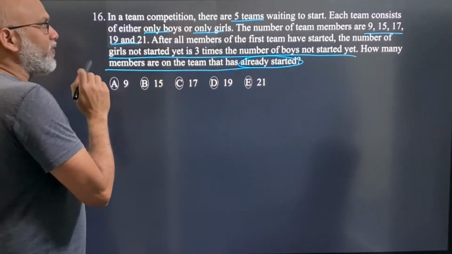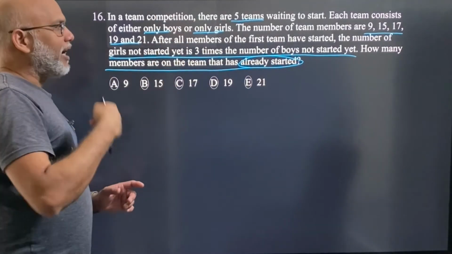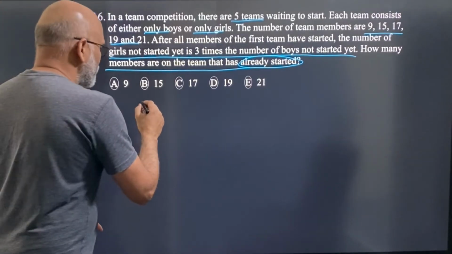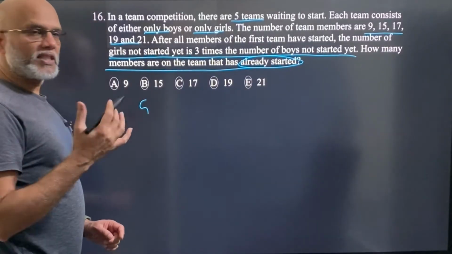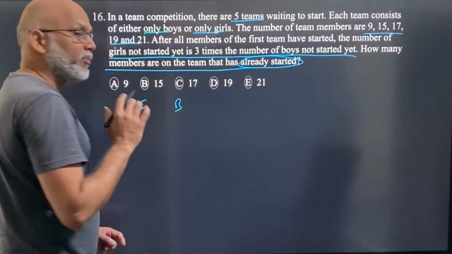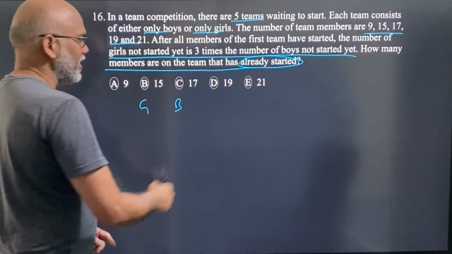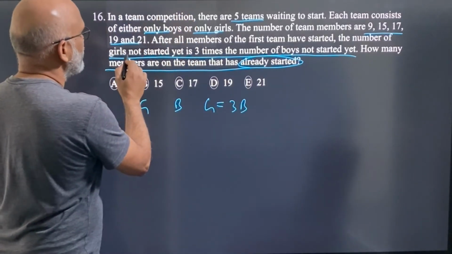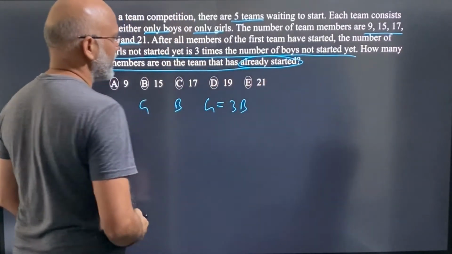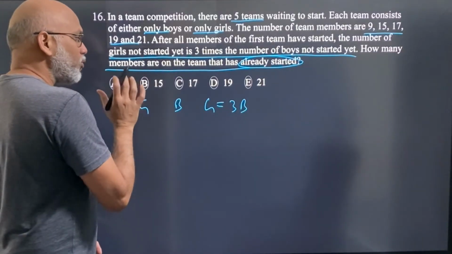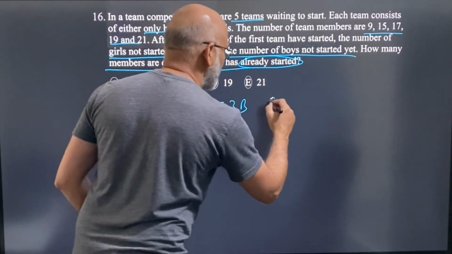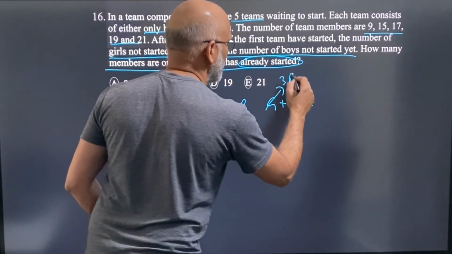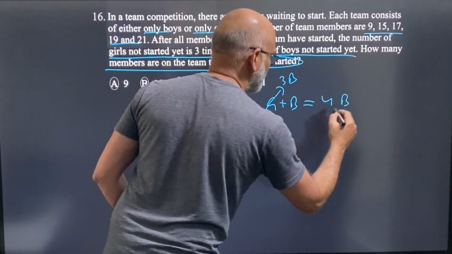All right, so we need to find out the team that has already started, how many members are there. Let me assume that G is the number of girls that have not started yet, and B is the number of boys that have not started yet, right? Then what is given is G is equal to 3B, because number of girls not started yet is 3 times the number of boys not started yet. Okay, then what is the total number of people that are remaining? That is G plus B, but G is 3B, so 3B plus B is 4B.